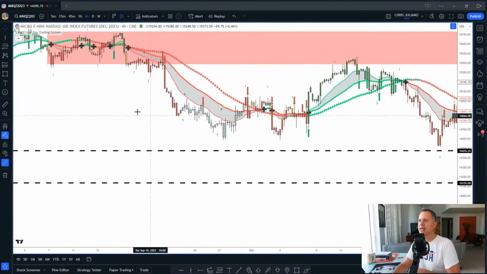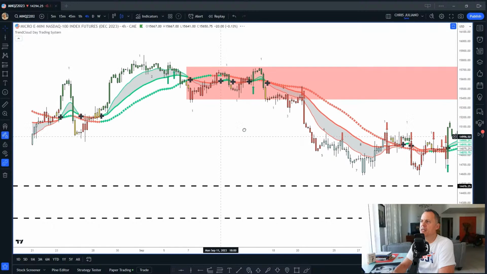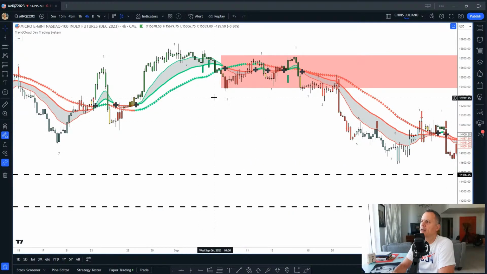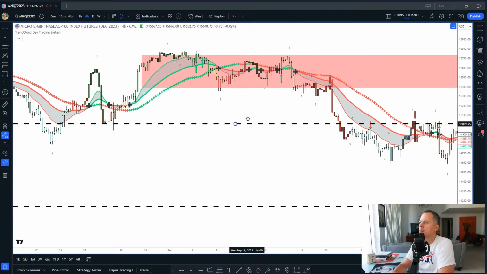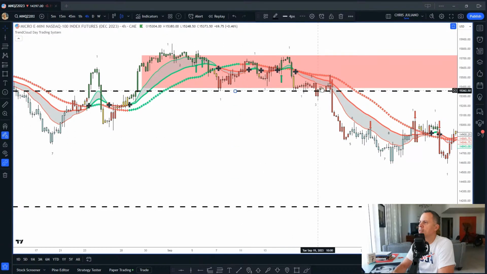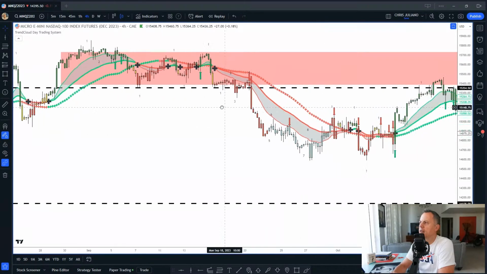I mean, it guides you. Look how easy. I wasn't even looking at that. Just sideways movement, right? Sideways movement. Okay. Right here, it breaks through structure right there. Trend cloud turns red. Look at the signals we get.